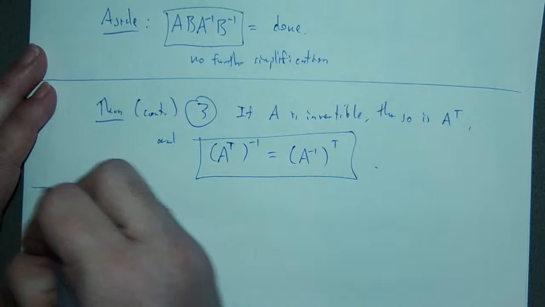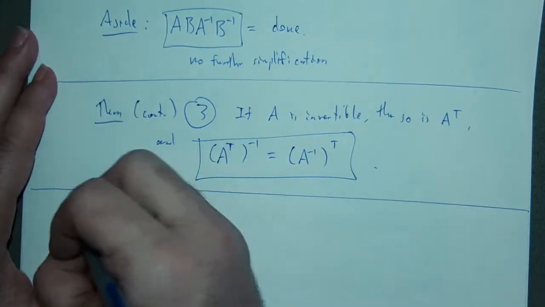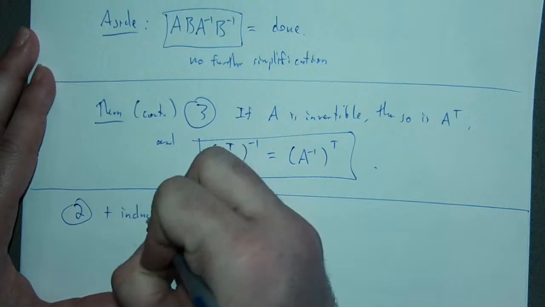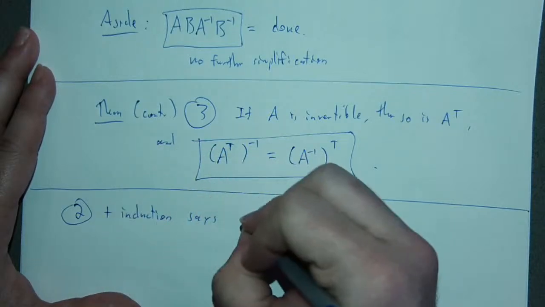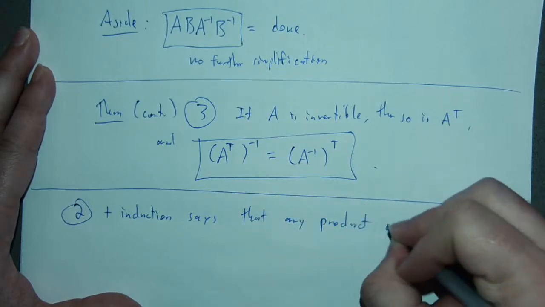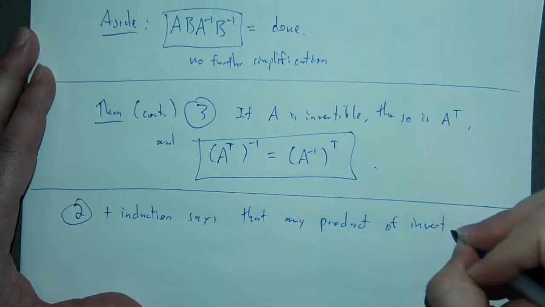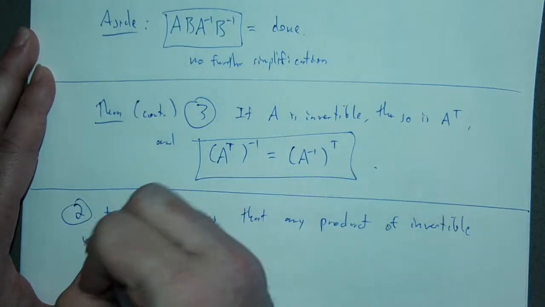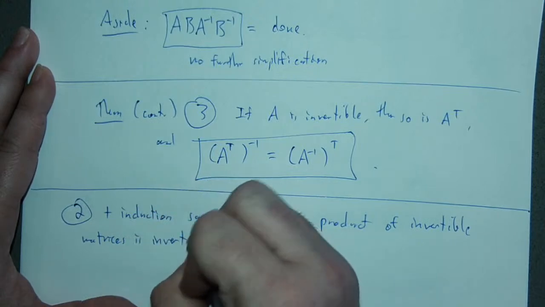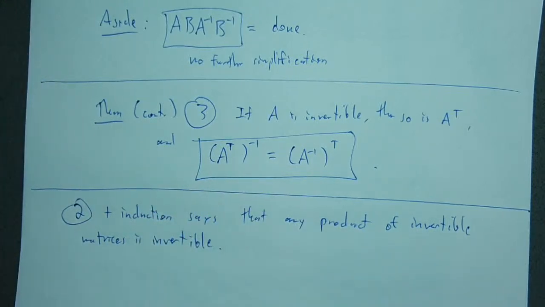Okay. Now, by induction, I can actually say a couple other things. So number 2 plus induction says that any product of invertible matrices is invertible. And not only is any product of invertible matrices invertible, but their inverse is just that product of all their inverses backwards. Okay.